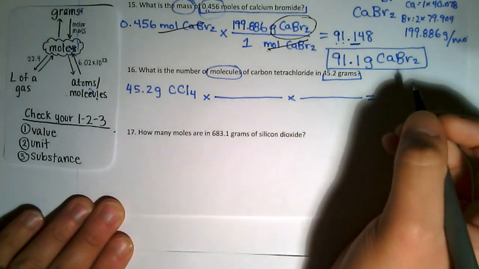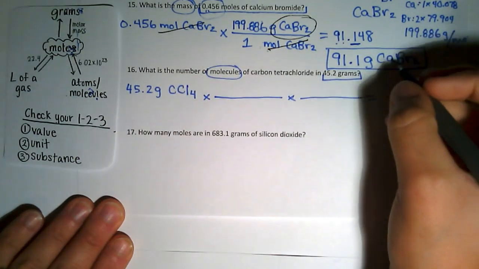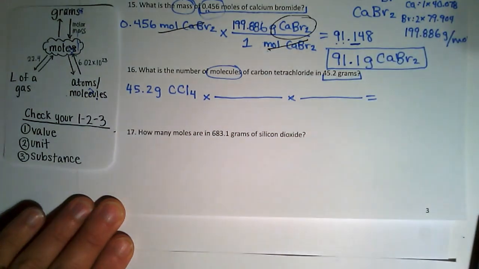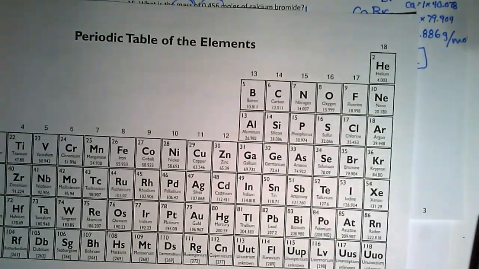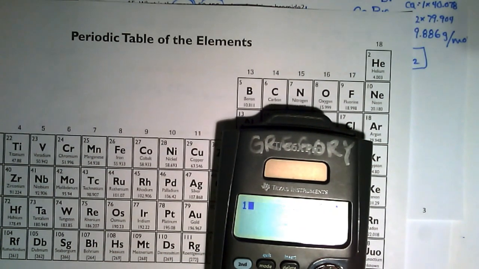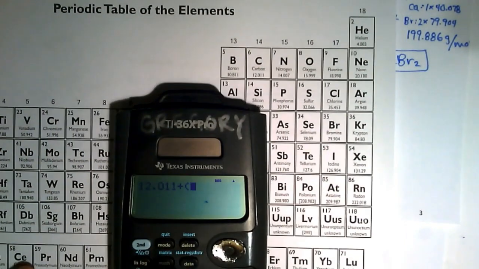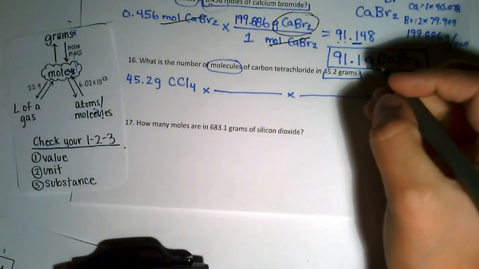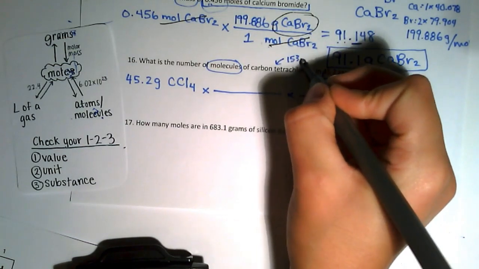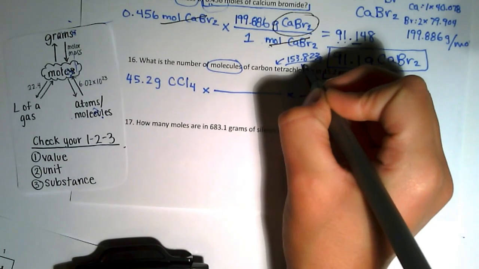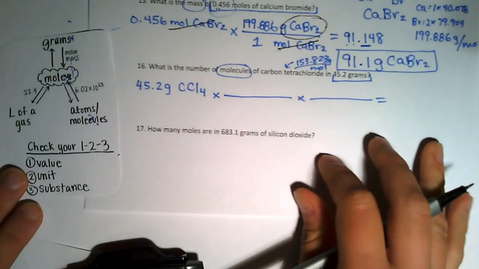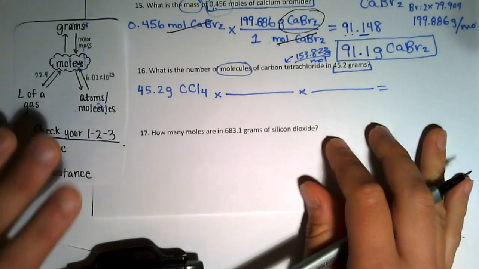All right, let's go ahead and figure out. We know we're going to need our molar mass for carbon tetrachloride. So I'm going to add up those values. Carbon is 12.011 plus, and then I need 4 chlorines, plus 35.453 times 4. So our molar mass is going to be 153.823 grams per mole. I'm going to put that up there so I have it for later. Okay, 45.2 grams of CCl4.